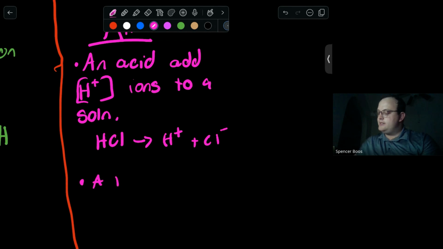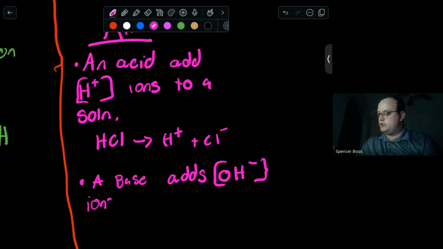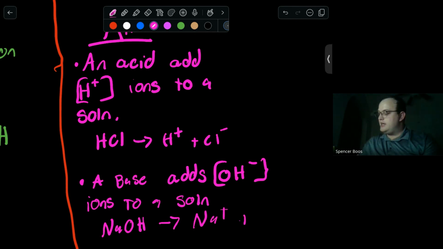A base adds OH minus ions to a solution. A good example of this would be NaOH, which breaks up into Na plus and OH minus. Now, the reason that's important is that it's a nice way we can differentiate these.